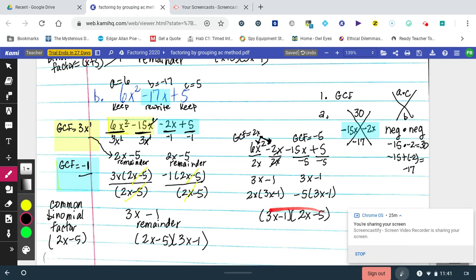So as you can see, these two are the same, okay? Here the 3x minus 1 is first. Here the 2x minus 5 is first. But either way, you get the same answer. So you don't have to worry about which one of those terms do I put first when I rewrite the middle. Just put them down, and as long as they have something in common, you're good to go, okay? All right, let's look at the next problem.